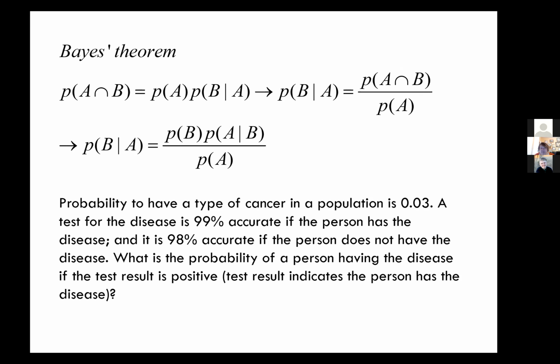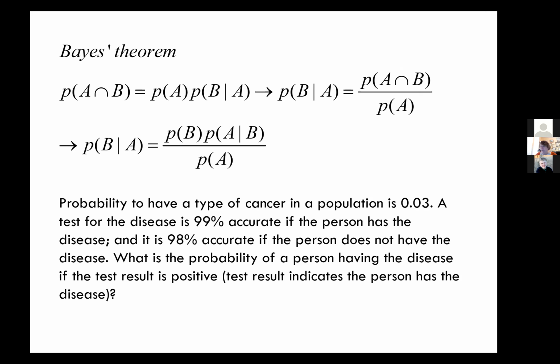So with Bayes' theorem in mind, let's see if we can find the probabilities in this example. The probability to have a type of cancer in a population is 0.03. A test for the disease is accurate 99% of the time if the person has the disease. And it's 98% accurate if the person does not have the disease. What's the probability of a person having the disease if the test result is positive? Test result indicates that the person has the disease.